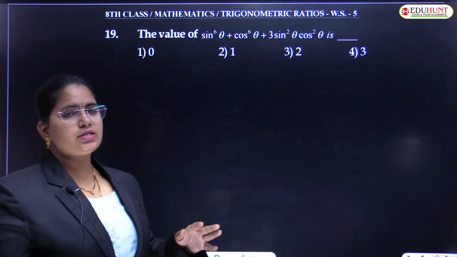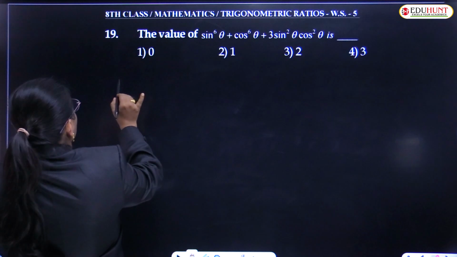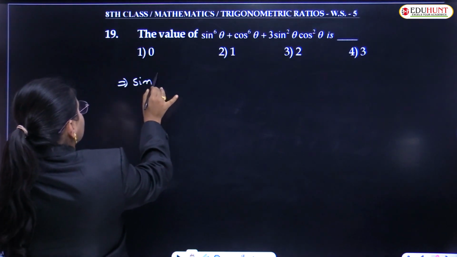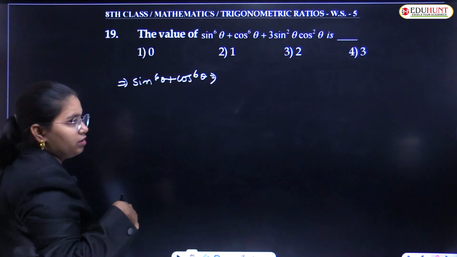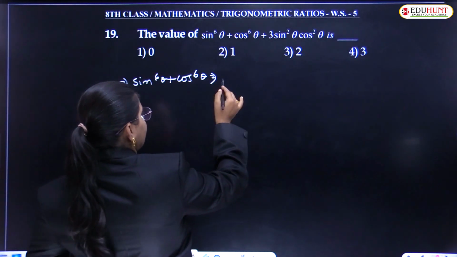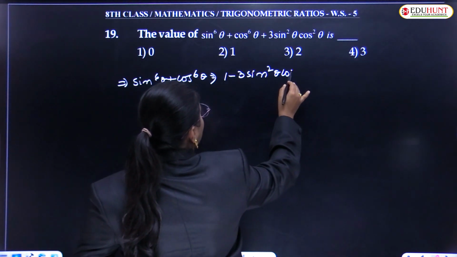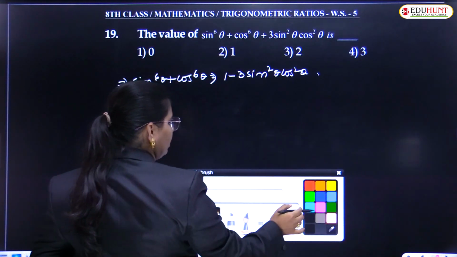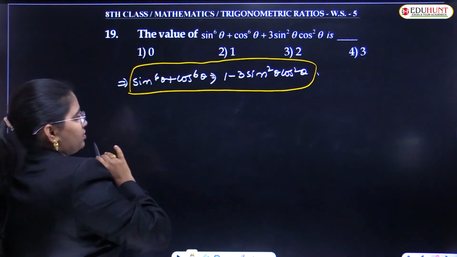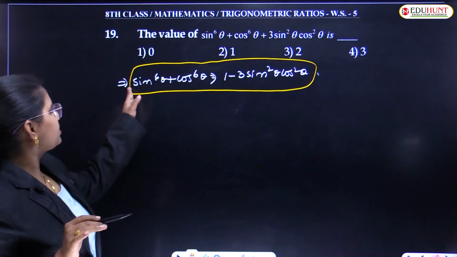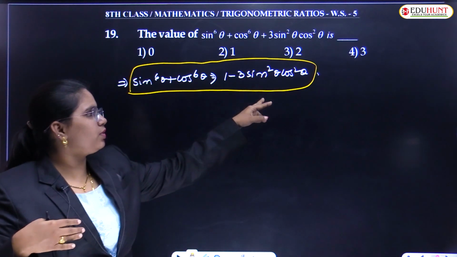The value of sin power 6 theta plus cos power 6 theta plus 3 sin square theta cos square theta. Do you remember I already told you the expansion of sin power 6 theta plus cos power 6 theta in the previous question? What is the expansion of sin power 6 theta plus cos power 6 theta? 1 minus 3 sin square theta cos square theta. Please keep this in your brain and underline this. We have already discussed this. Yes or no? Sin power 6 theta plus cos power 6 theta expansion value is 1 minus 3 sin square theta cos square theta.